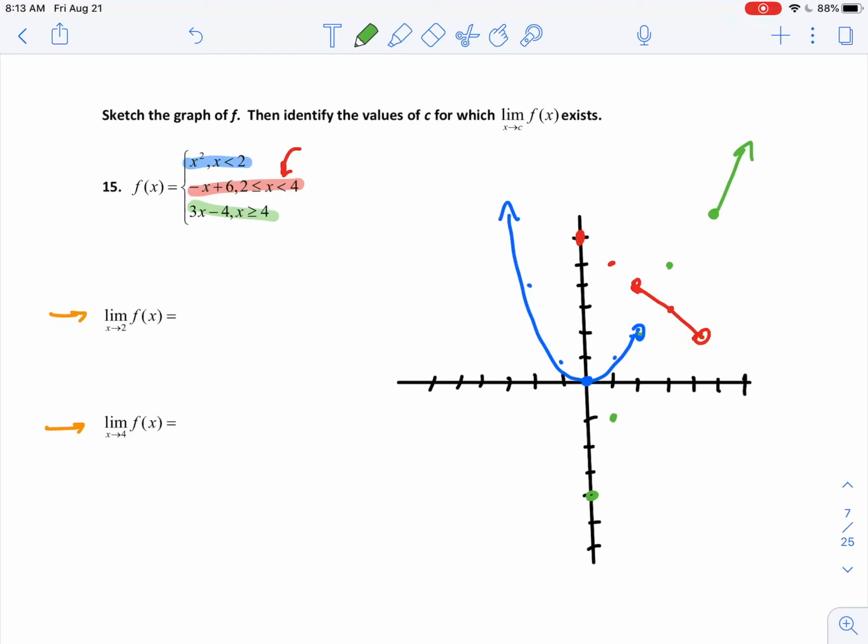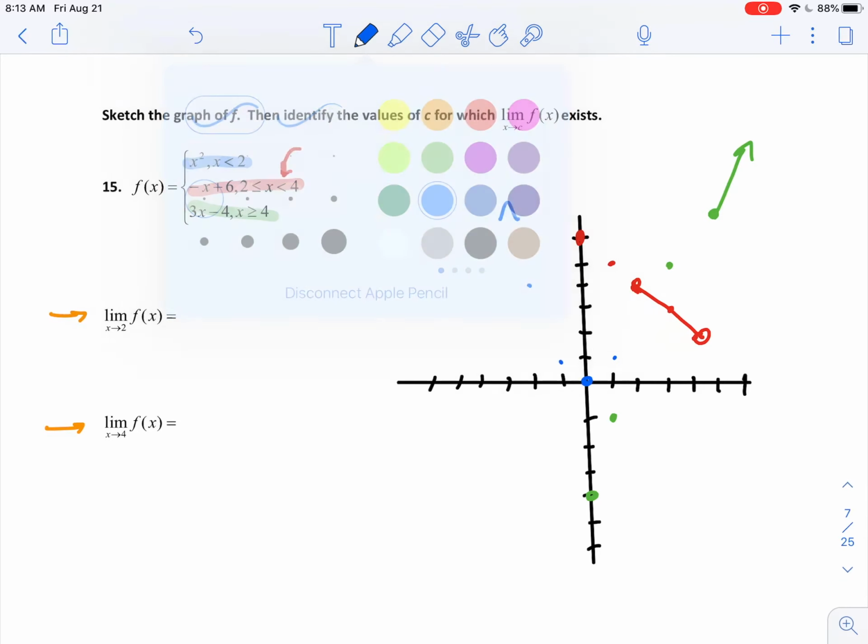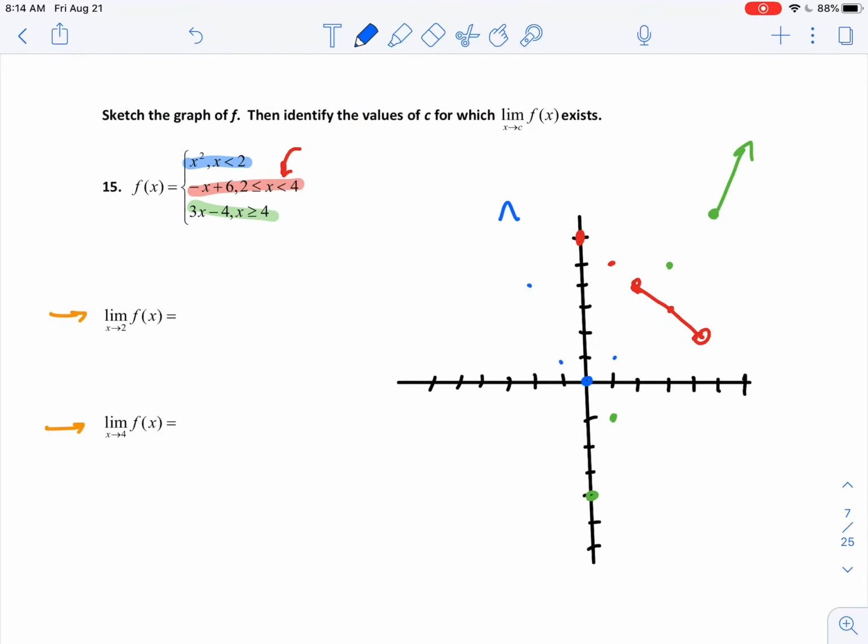So the limit as x approaches 2, oh, you know what? I made another big mistake here. I apologize. This should be up at 2 comma 4. 1, 1, 2. Those are on top of each other. There we go. All right, sorry about that. There's a good graph. Maybe I should include a coordinate plane on here to make a better graph.